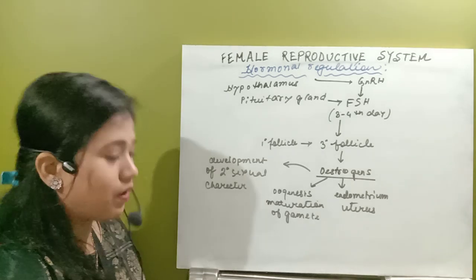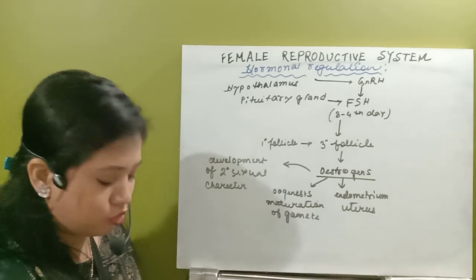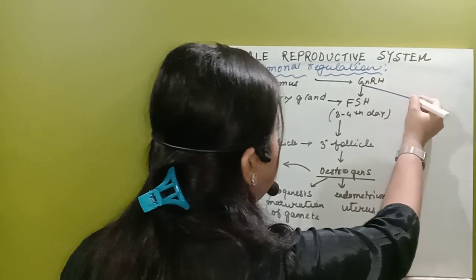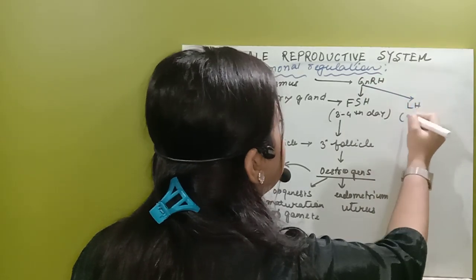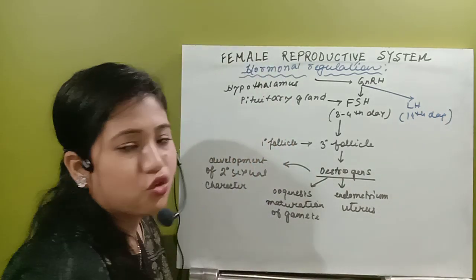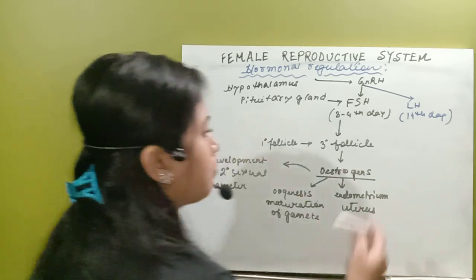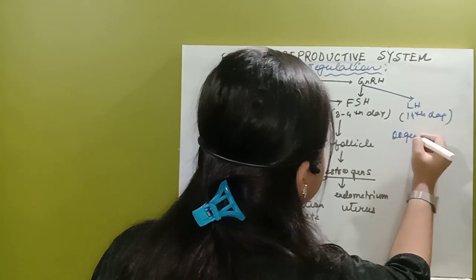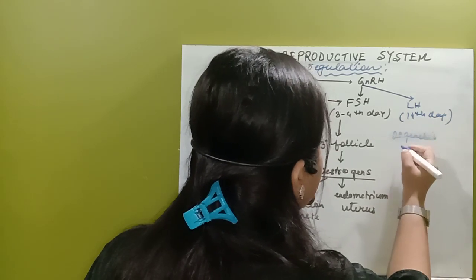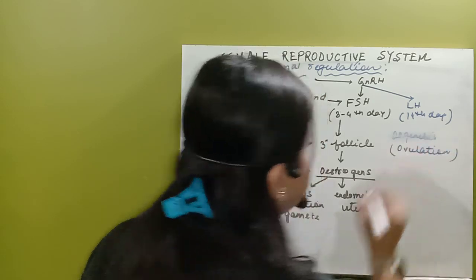Now the next one is another hormone, the LH hormone, that will be released once again under the influence of GnRH. That LH hormone will be released on the 14th day, and whenever this LH hormone is released, it will help in one function, not oogenesis, but ovulation. So the ovulation process will be carried out.